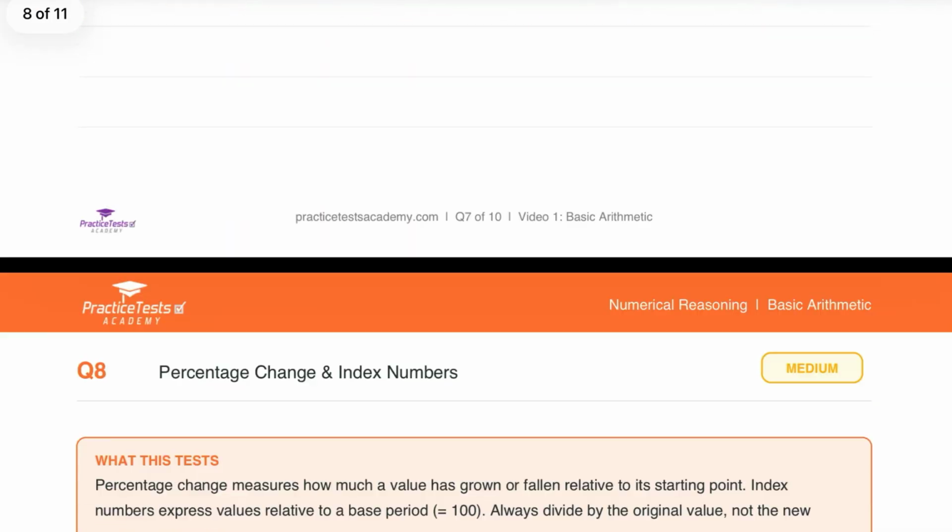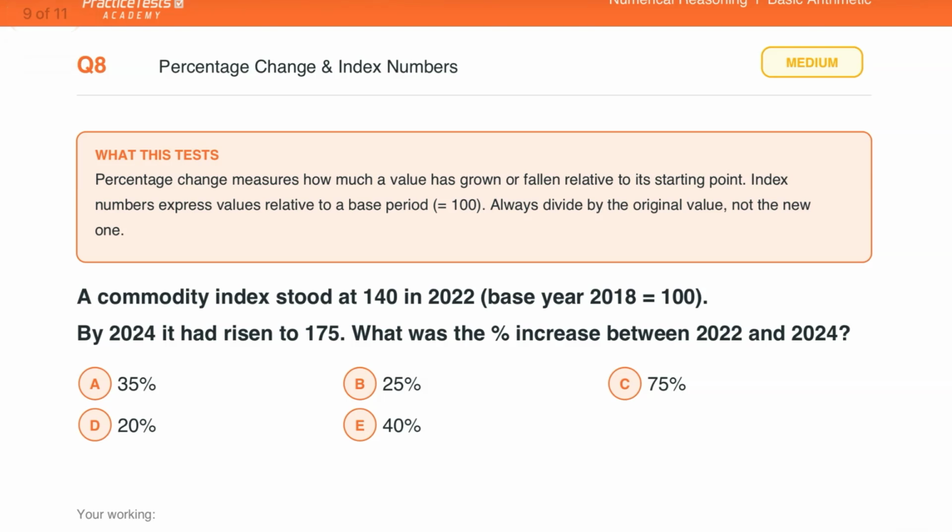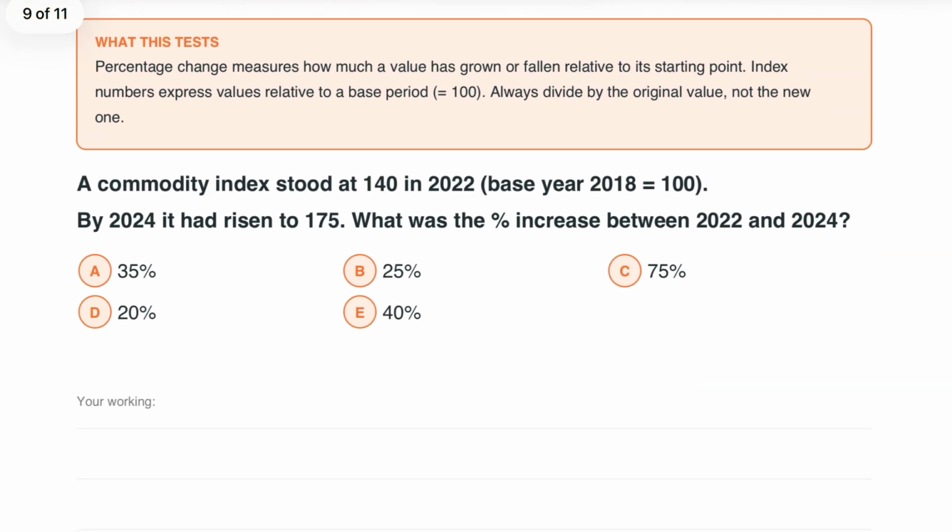Let's look at a more medium difficulty question relating to percentage change and index numbers. Opportunity for you to pause the video and attempt it on your own. Let's do it together now. A commodity index stood at 140 in 2022. Base year is 2018, and remember the base year is generally always 100. By 2024, it had risen to 175. What was the percentage increase between 2022 and 2024? You want the percentage increase.